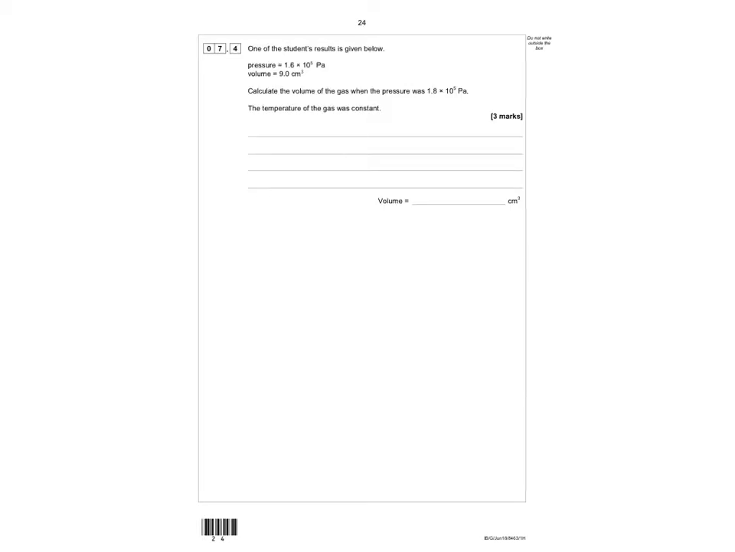For 7.4, one of the students' results is given below. Calculate the volume of the gas when the pressure was 1.8 times 10 to the 5 Pascal. The temperature of the gas was constant. Now, this is worth 3 marks, and there's a couple of steps to take. The first one is to remember that pressure times volume equals a number. It's not a fixed constant, but it's a constant based on the numbers that you've got.